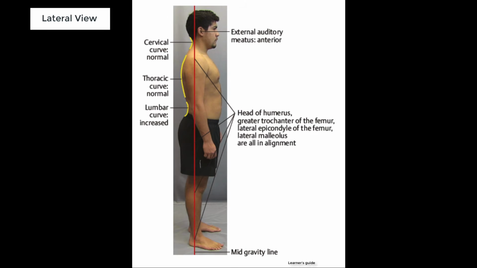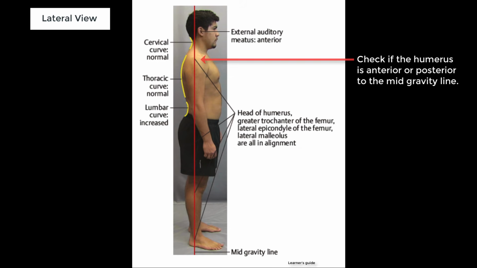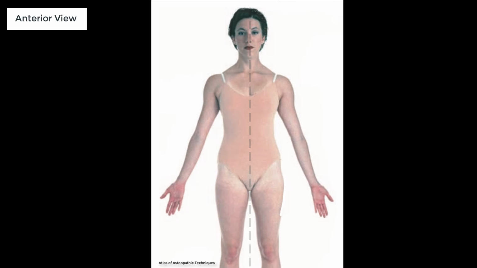Patients, now turn to your side for the lateral view. Doctors, imagine a mid-gravity line and assess to see if your patient's humerus is anterior or posterior to the mid-gravity line. Patients, turn towards your doctors.